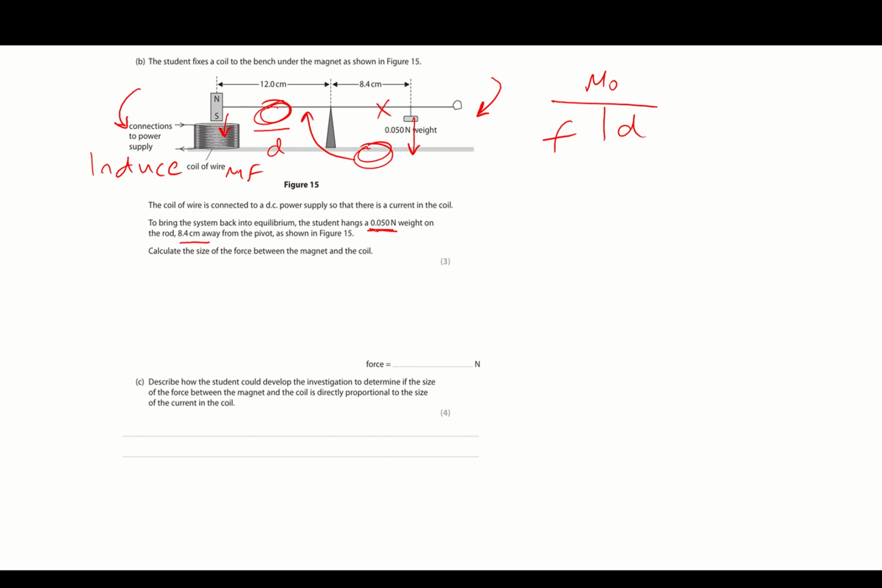Just going to check the units. Newtons, that's fine. That's here. 8.4 centimeters. Well, they're going to cancel out, so I can just leave it as centimeters because they'll cancel out in the calculation. I'm multiplying it here and dividing it here. So we'll remove that unit.